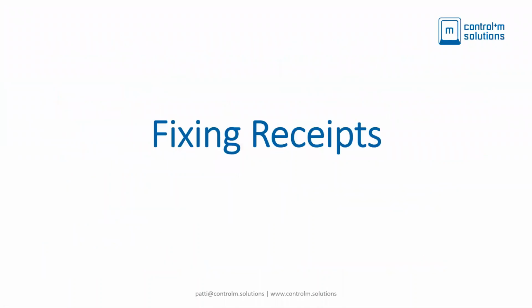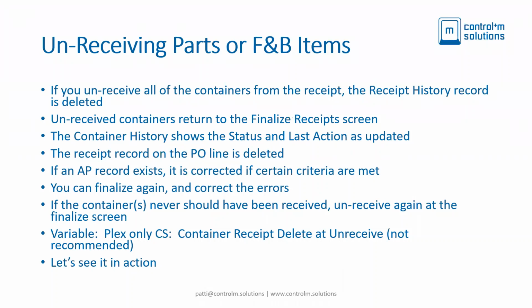All right, next up, let's talk about fixing receipts. Remember, receiving is a two-step process. First, we receive, and then we finalize. The finalize step is what puts containers into inventory at a usable status, and it creates the accounts payable record. If you've done these two steps in error, it's pretty easy to unreceive.